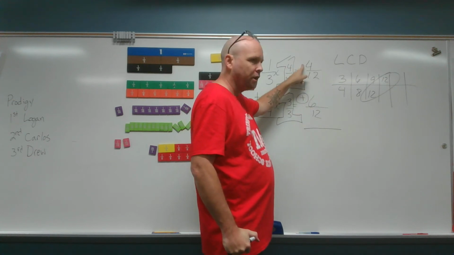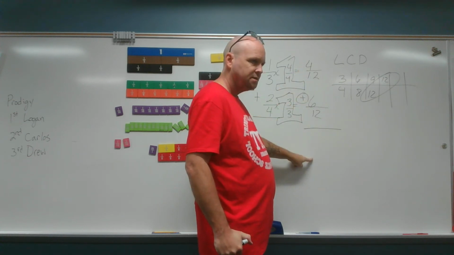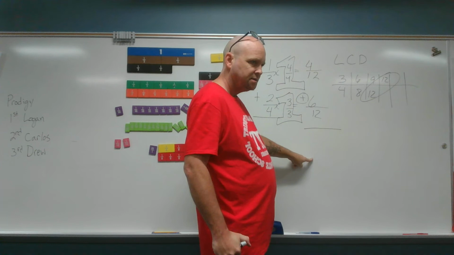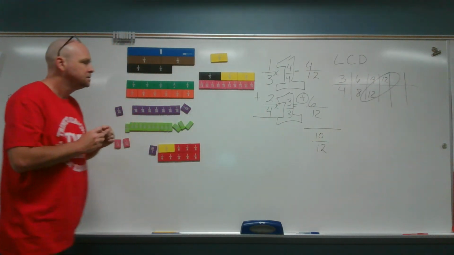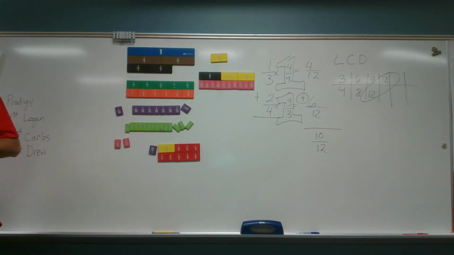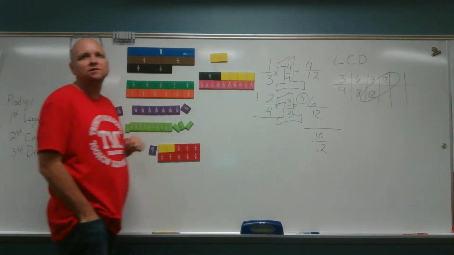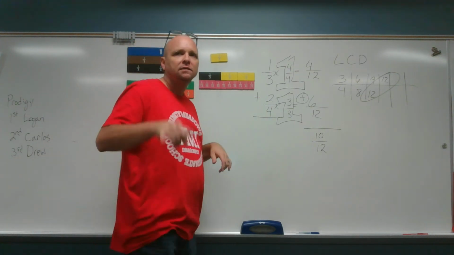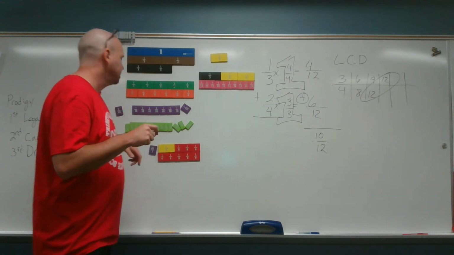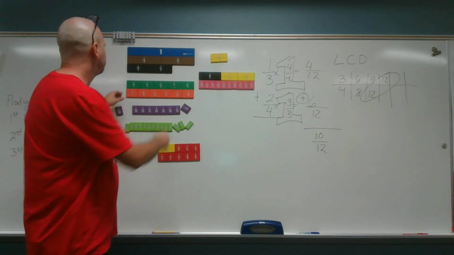You're just adding the numerators. 4 plus 6 is 10. Good. And the denominator stays the same. 10/12. Anybody have an idea? Anybody simplify fractions? You guys simplified last year, right? No. No? Okay. Sahana? 5/6. 5/6. And we can check that.